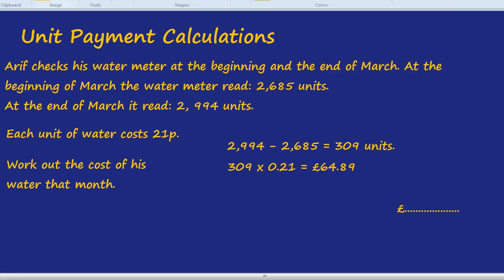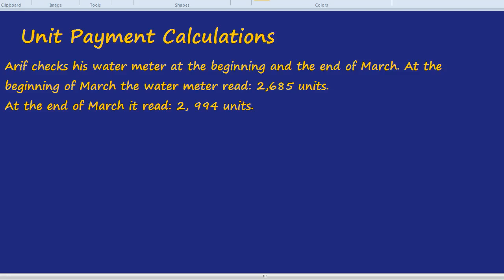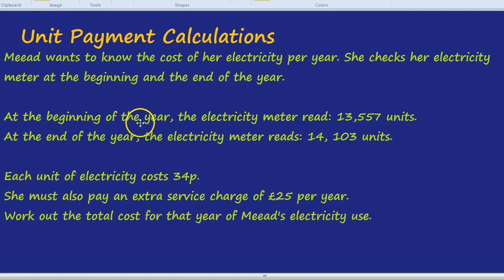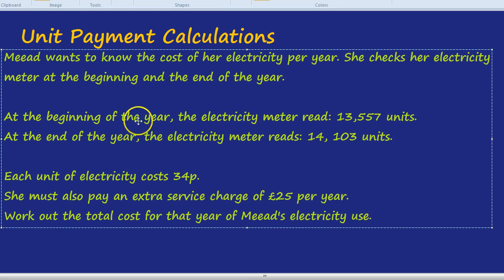One more question though, just to bed in that concept of units and unit payment calculations. Here's one I made earlier. I know it's a lot of words, but often these units, calculations and bills you'll receive in your life are quite long and wordy, and you kind of have to wade through them to get to what they're talking about. Let's read through it. Miad wants to know the cost of her electricity per year.